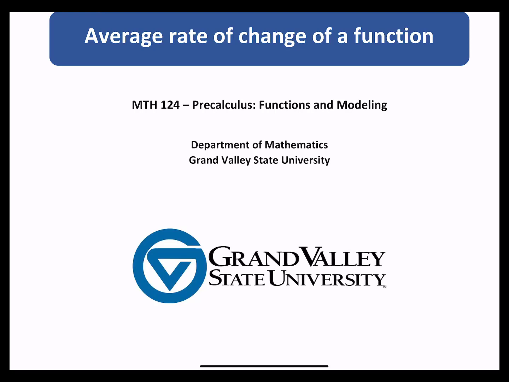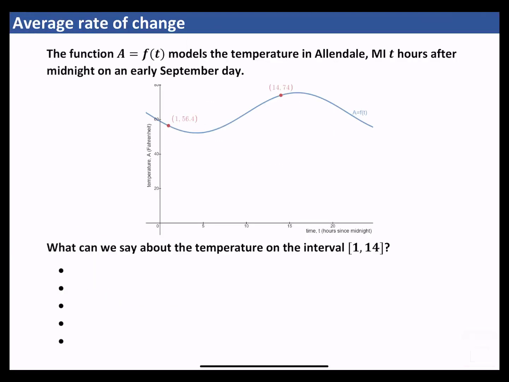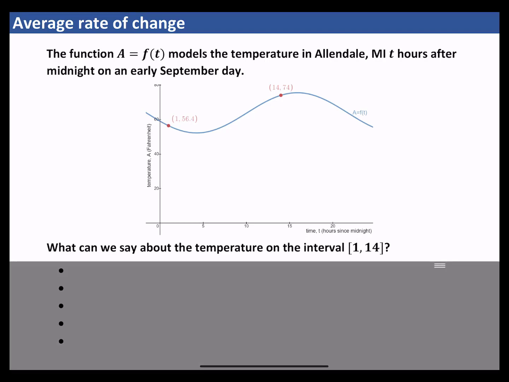So let's look at a specific example. The function A equals f of t models the temperature in Allendale, Michigan, t hours after midnight on an early September day. We see that the input is t, time in hours after midnight, and the output is temperature A in Fahrenheit. We also see that at 1 a.m. the temperature was 56.4 degrees Fahrenheit, and at 2 p.m. the temperature was 74 degrees Fahrenheit.